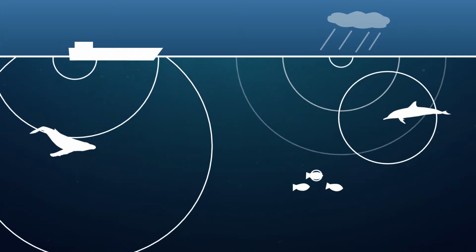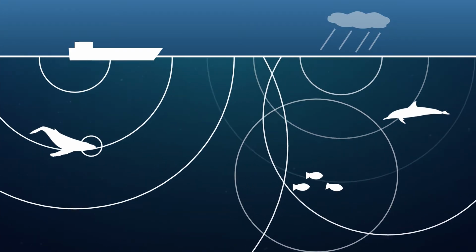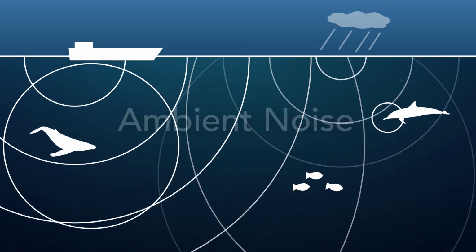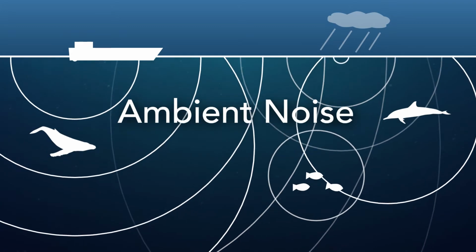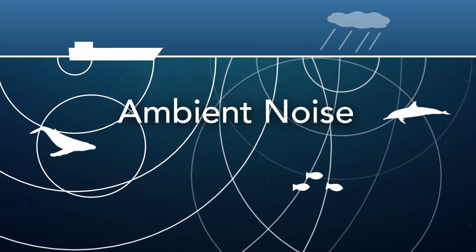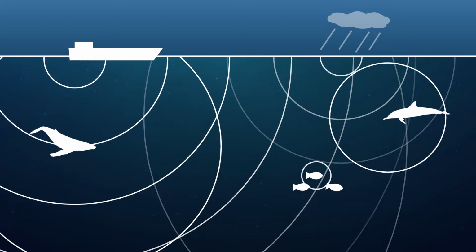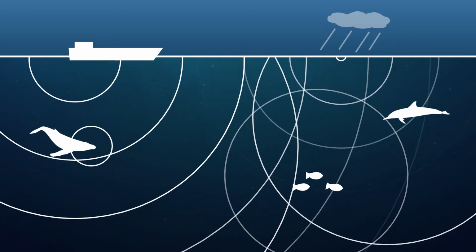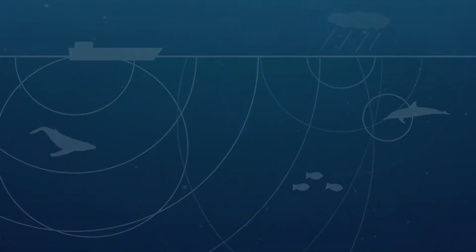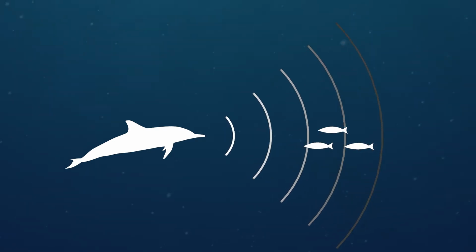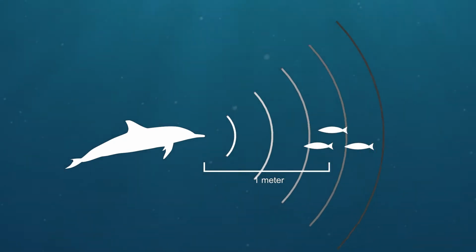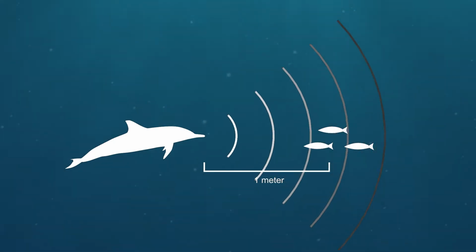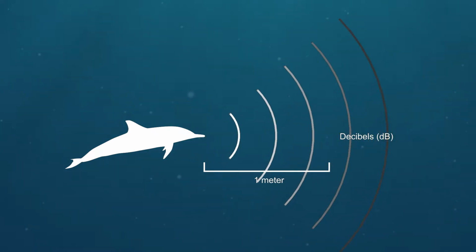The ocean is filled with sound. Background sound is the sum of all distant sounds in the ocean. It's called ambient noise. The primary sources of ambient noise vary in different regions of the ocean and can be categorized by the frequency of the sound. Source level is the intensity level of a sound source at a distance of 1 meter from the source. Source level is measured in units of decibels.